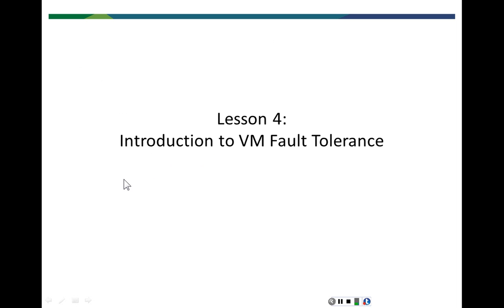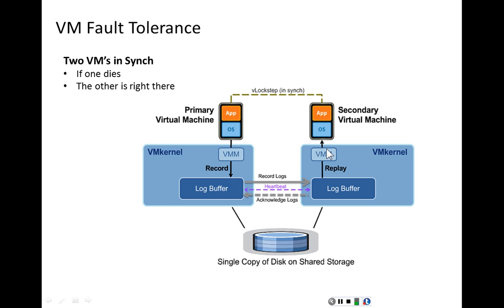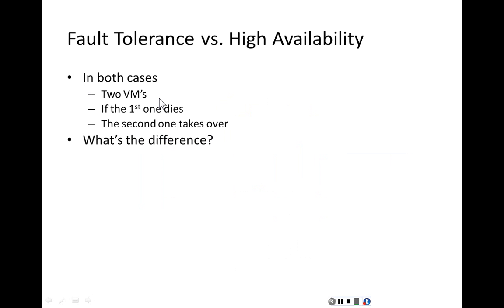Let's now look at virtual machine fault tolerance. With virtual machine fault tolerance, you have one virtual machine running on one ESXi host, and then you have another identical virtual machine running on a second ESXi host, and they are running in sync. If either one dies, that's okay. The other one is right there. Now this sounds a lot like what we just discussed, high availability. In either case, you've got two virtual machines. If one dies, the second one takes over.